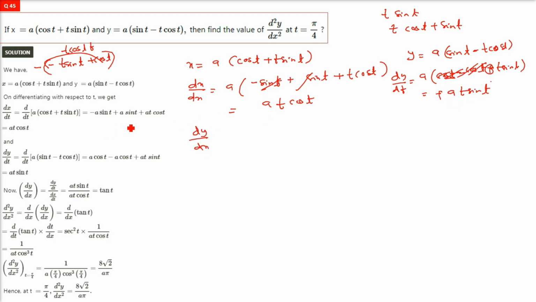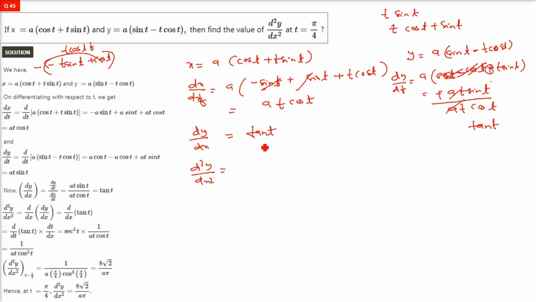Alright, so dy by dx will be dy by dt divided by dx by dt. Let us divide them. So we have a t gets cancelled, sin t by cos t is tan t. So dy by dx is tan t. Now d2y by dx2 we have to compute.